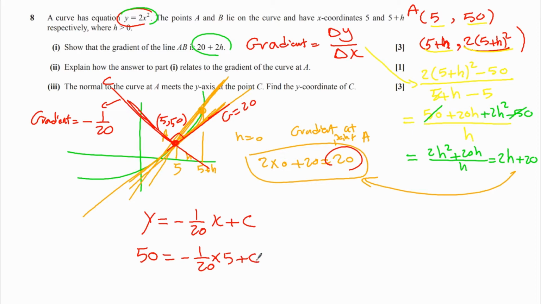So minus 1 over 20 times 5 equals minus 1 over 4. If I take the minus 1 over 4 to the other side, c would be 50 and 1 over 4, or 50.25 if you wanted to write it in decimal format. And that would be the y coordinate of the intersection with the y-axis, because C itself is the y-intercept of that line.